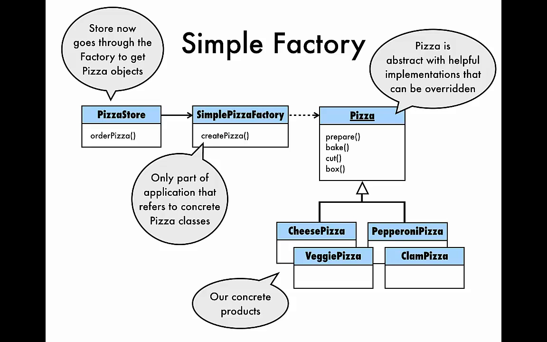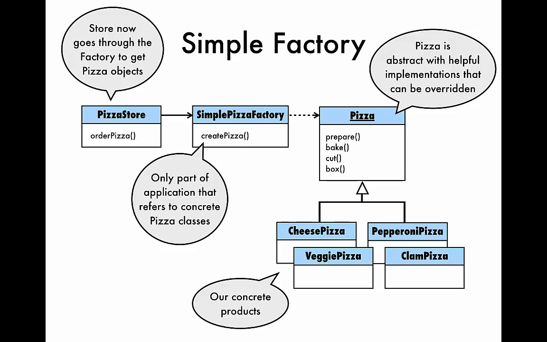Here's what the class diagram for this SimplePizzaFactory design looks like. The pizza store class has a SimplePizzaFactory object. The SimplePizzaFactory object creates a pizza. The abstract pizza class implements the methods prepare, bake, cut, and box, but the actual pizza will be one of 4 concrete types: cheese, pepperoni, veggie, or clam.